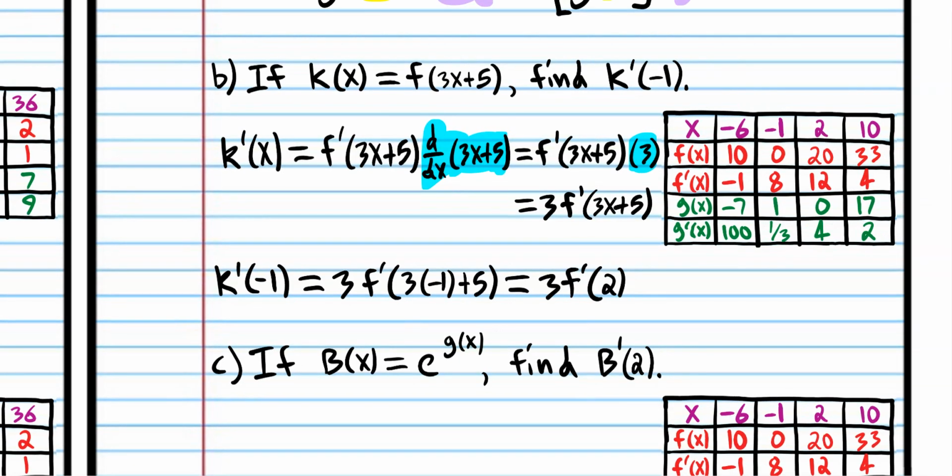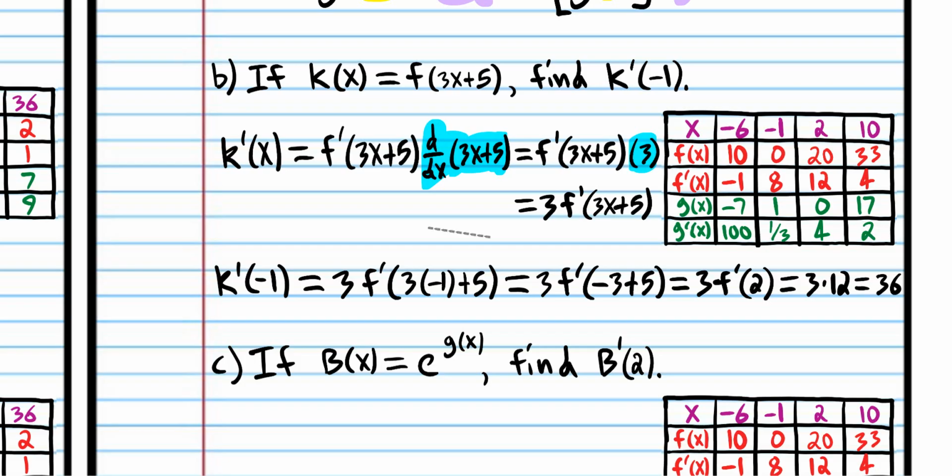So we can probably show that work. I don't really think it's necessary, but so we have 3 times f prime of -3 plus 5, which is 3 times f prime of 2. Now we just have to figure out what f prime of 2 is. So when x is 2, what is f prime? That's 12. So we have 3 times 12, which is 36.